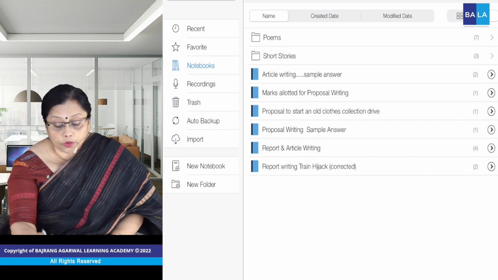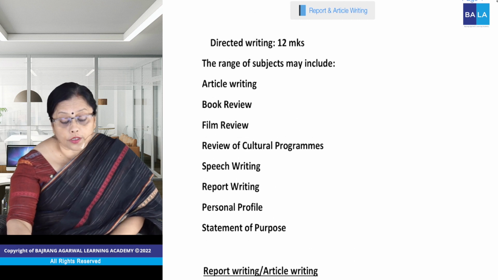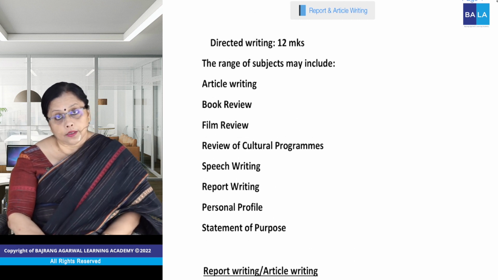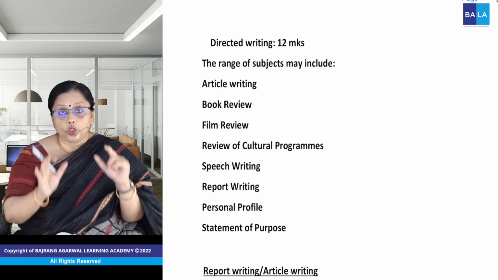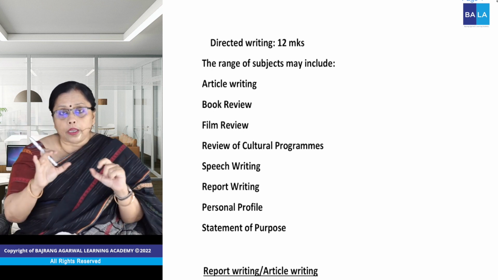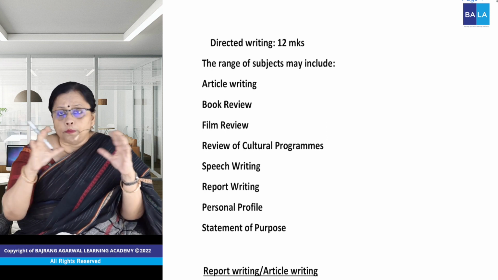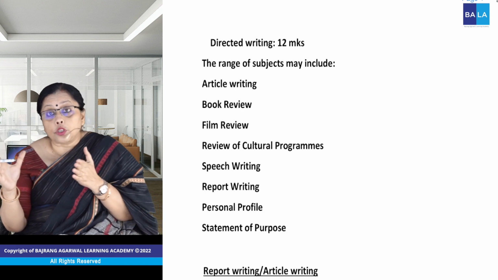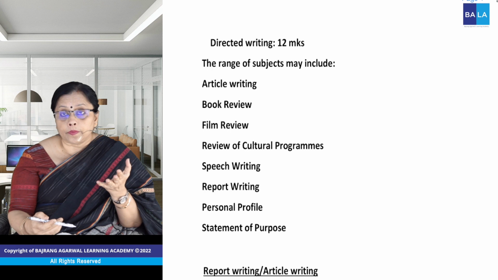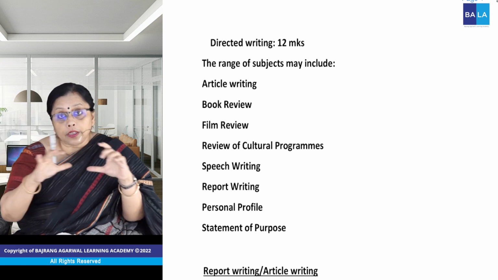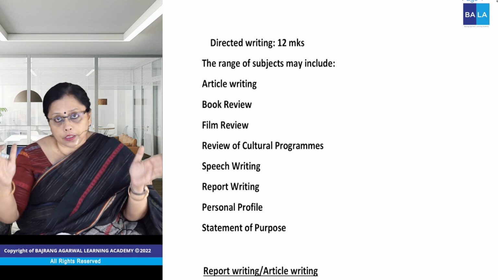Now we come to something called report and article writing, which is of 12 marks. It's called directed writing, where you are given an article topic, a report topic, or a competition topic. In class 12, you have something called a film review. All this is written, and you're given some guidelines. Based on those guidelines, you have to develop it into a proper piece of writing.